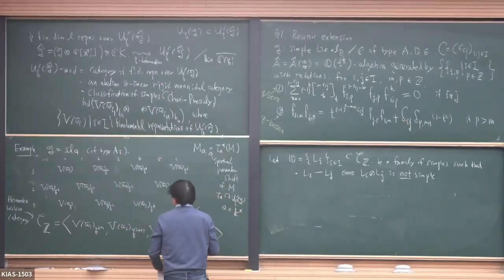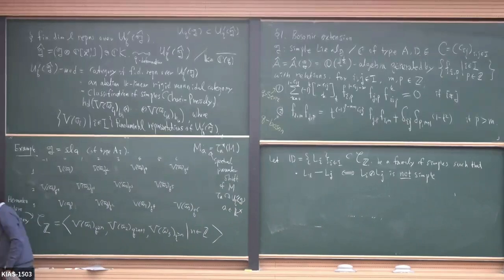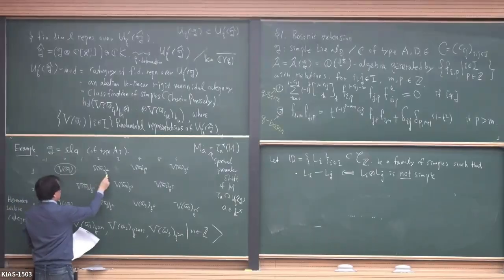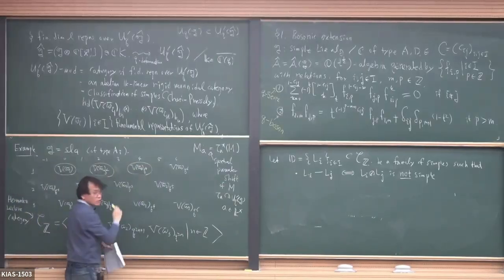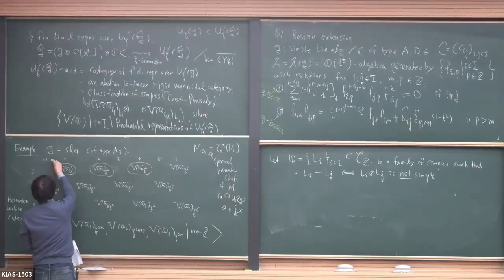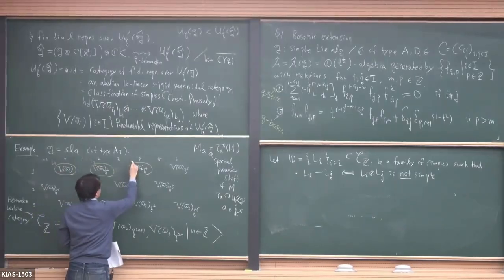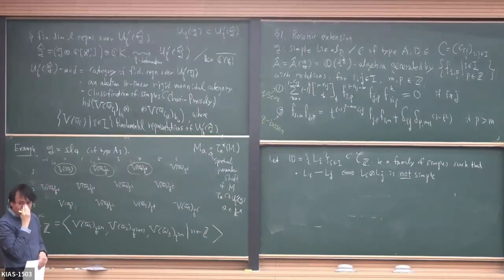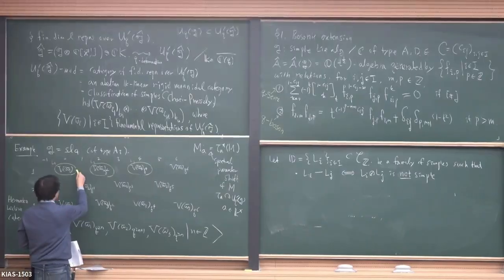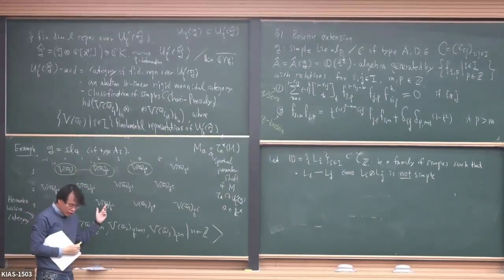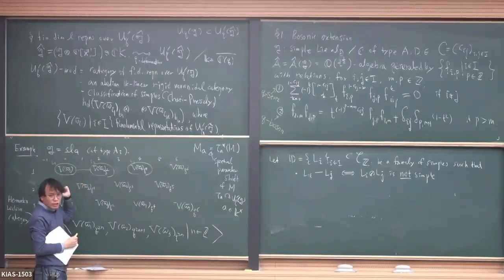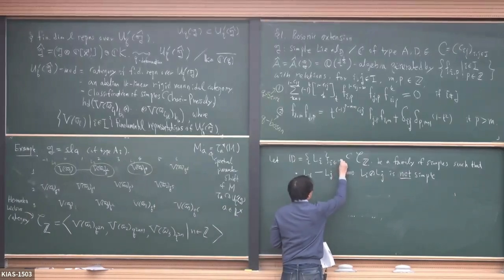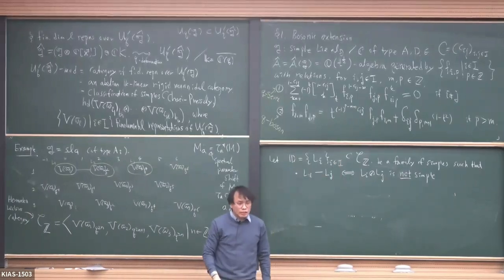So for example, if we take these three fundamental representations, so this is my L1, L2, L3, then you can consider the tensor product between them. And what happens is that the tensor product of those two is not simple.